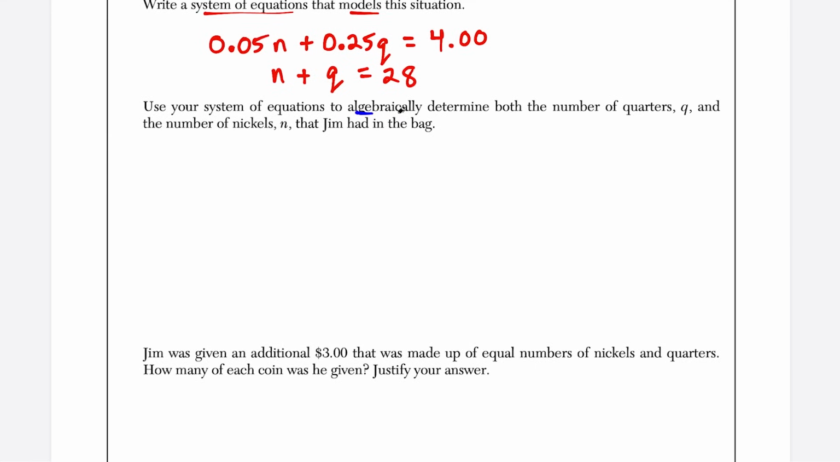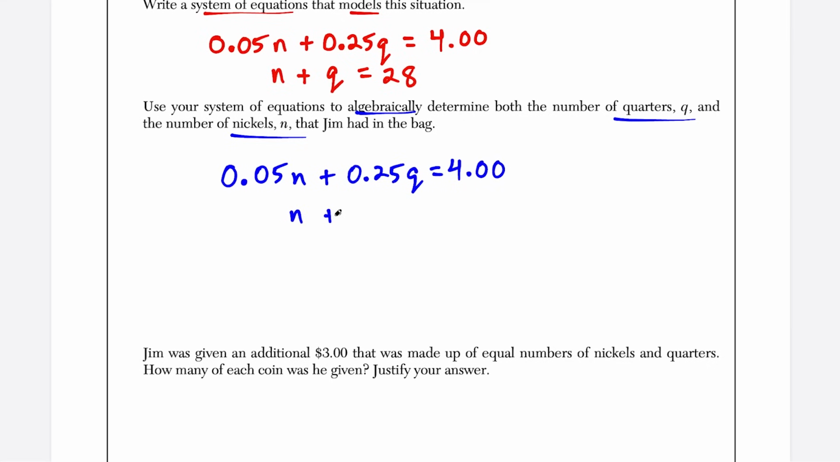Now we're going to algebraically determine both the number of quarters Q and the number of nickels N that Jim had in the bag. For the top equation, I'm going to leave it as 0.05N plus 0.25 times Q equals 4.00. But for the bottom equation, I want a variable to eliminate. I want to be strategic here and pick the easier one to eliminate, and just looking at this, I want to eliminate the variable Q.